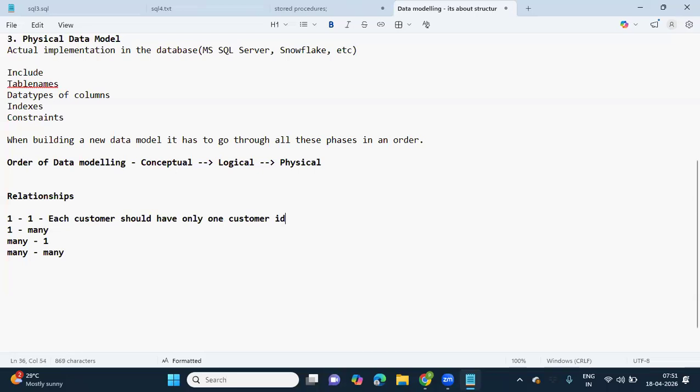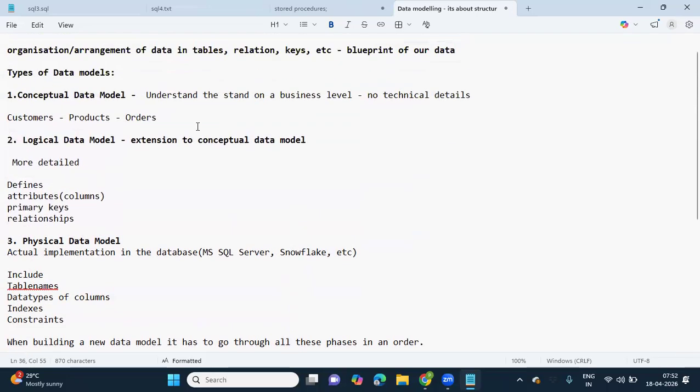This is within the table itself. This is within each table we are talking about. Customer ID and customer name may be available in the same table or might be available in different tables also. Each customer should have only one customer ID, or each employee should have only one employee ID, or each department should have only one department ID. That is about the one-to-one relationship.